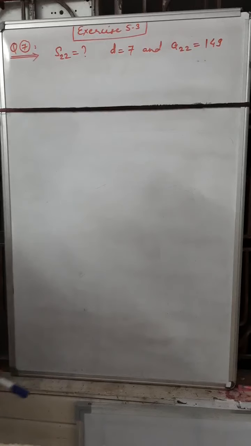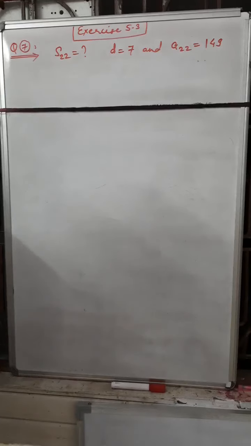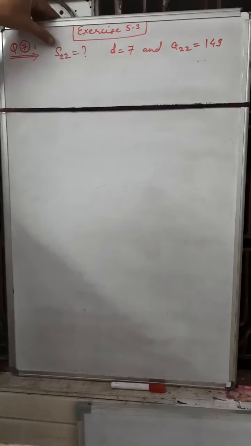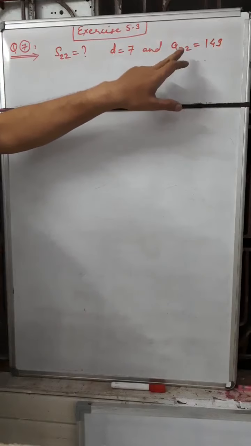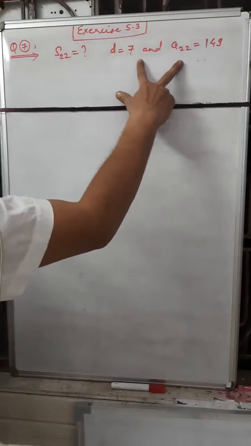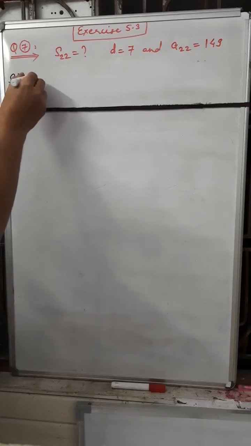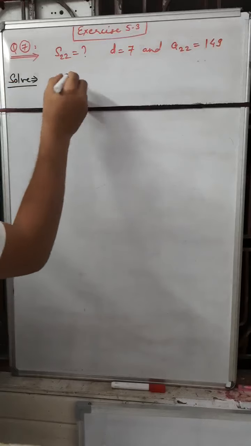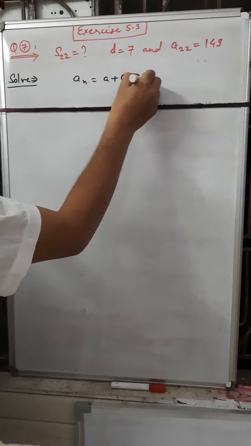Before solving the problem we must write down what is given and what we have to find out. Here we have to find out the sum of 22 terms, but we have d equal to 7 and the 22nd term given as 149. We have to use these two things for finding the value of S22. We can easily find it if we know all the formulas and how to apply them. We know that an is equal to a plus (n minus 1) into d.